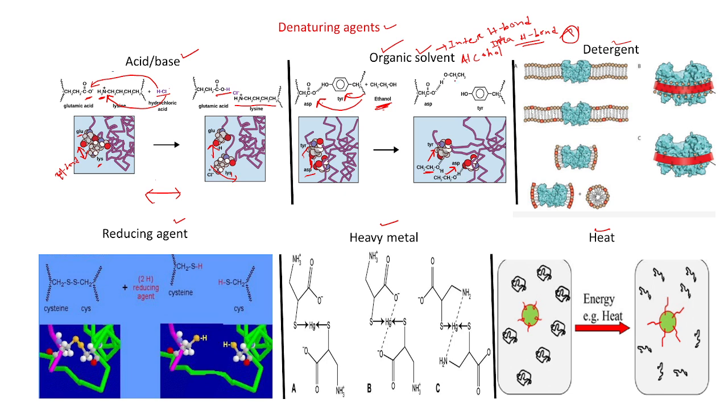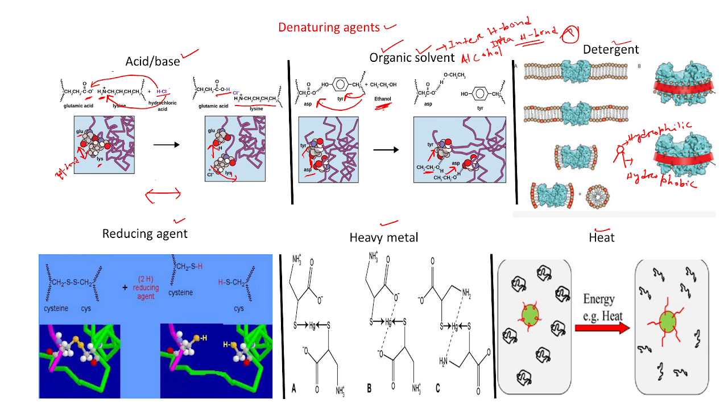So the third one is the detergent. So the detergent structure is like that. That means the structure is the same as that of the lipid. In the lipid, there is the head part and the tail part. The head part is hydrophilic. The tail part is called hydrophobic.